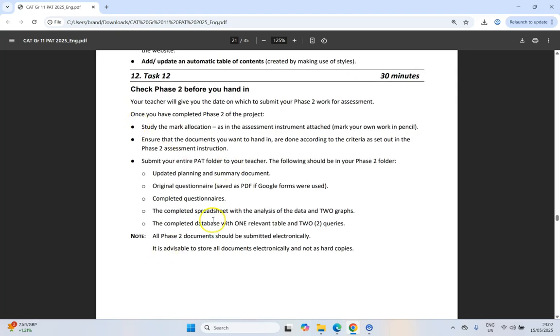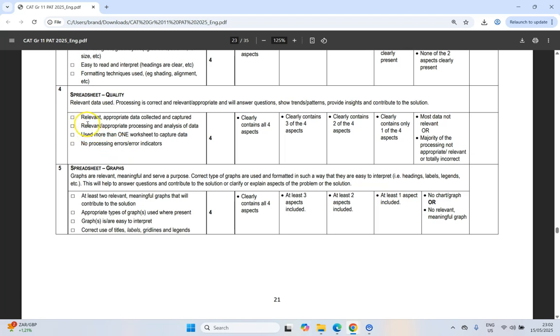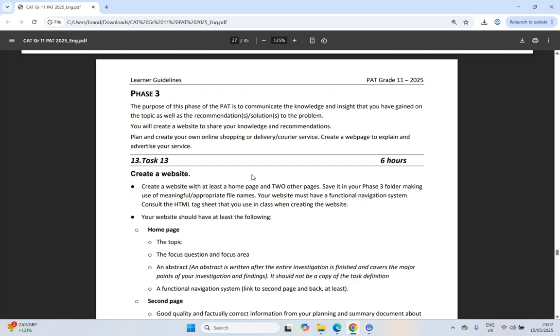And that's what you're going to hand in for your phase 2. And then we have the rubric. Very easy to get the marks, making sure that you tick off everything to make sure that you get all the marks. And then lastly, your phase 3, that is just a website. Point is you want a website to share your knowledge and recommendations. The information that you've got from your document is going to help you with this.